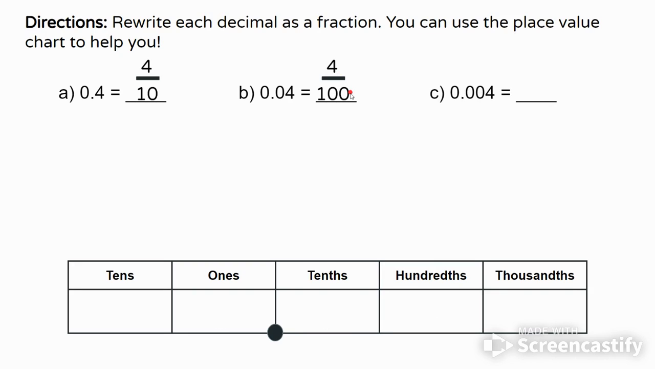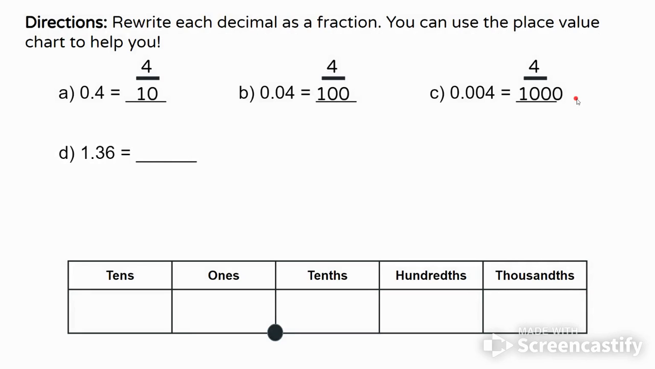For C, we have 0 and 4 thousandths. So we're going to place a 0 in the ones place, a 0 in the tenths place, a 0 in the hundredths place, and a 4 in the thousandths place. When we look at this number, we can see the number 4, and the last digit 4 is in the thousandths place. So we're going to write this as 4 thousandths. The number we see is on top as our numerator, and the place value that the last digit is in, the thousandths, is going to be our denominator.